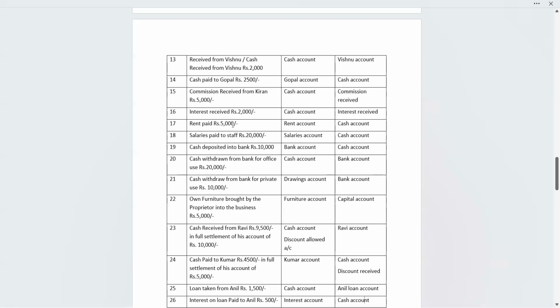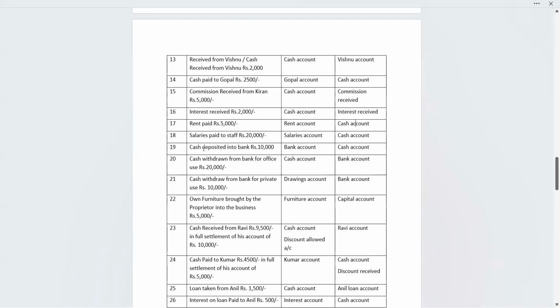Rent paid rupees 5,000. Rent is an expenditure. Expenses, which side? Debit side. Nominal account explains: debit all expenses and losses, credit all incomes and gains. So rent is an expenditure, you mention the debit side. Cash is an asset. Which rule? Real account. Cash comes in or goes out? Goes out. Which side? Credit side. Salaries paid to staff. Salaries is an expenditure, which side? Debit side. You pay cash. Cash comes in or goes out? Goes out.